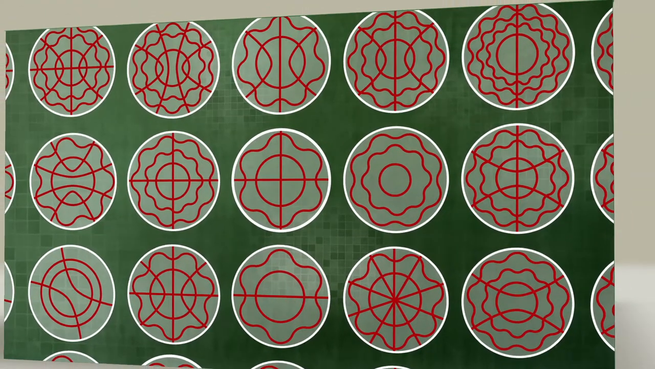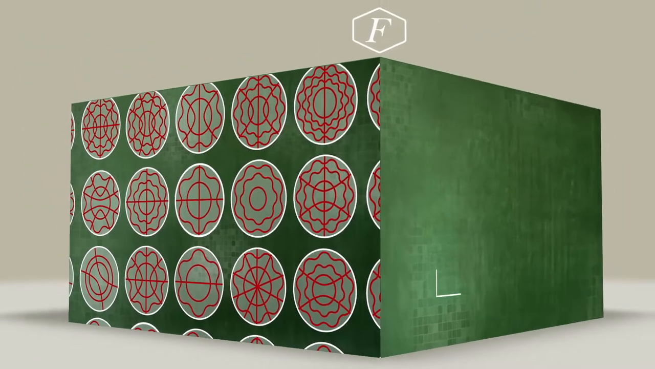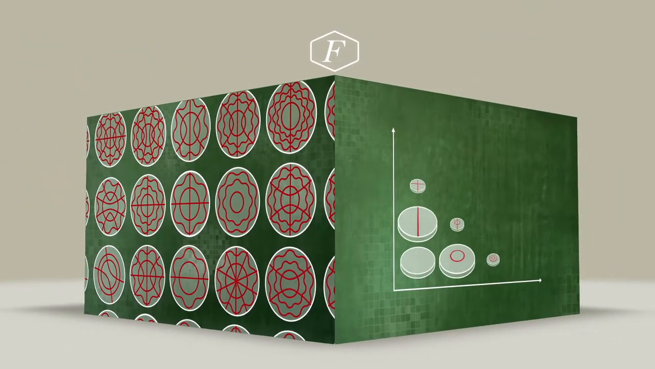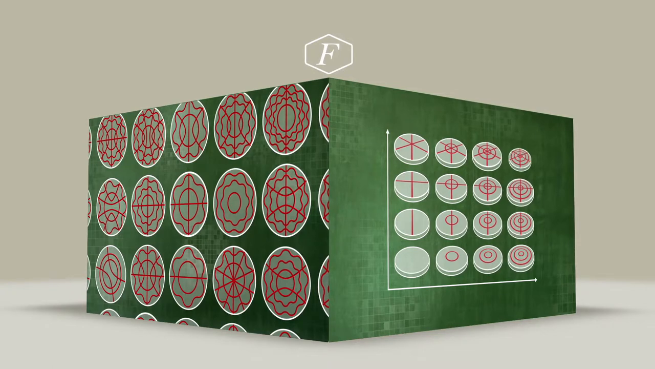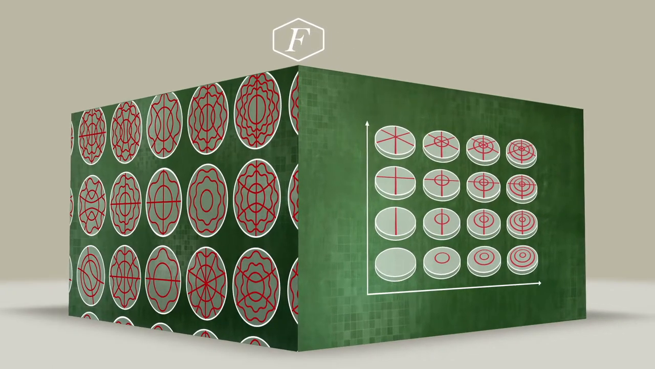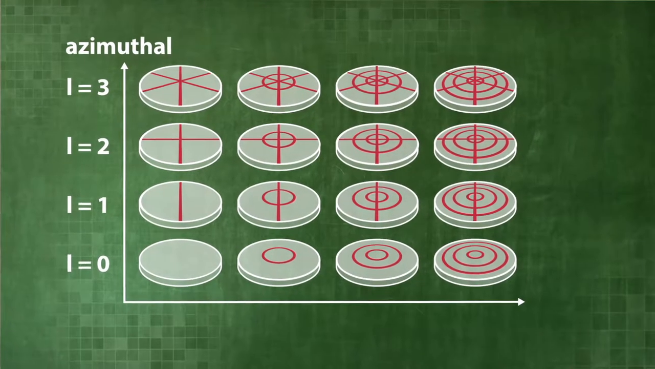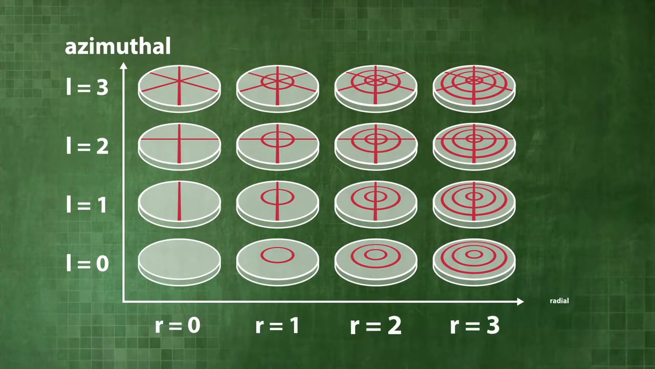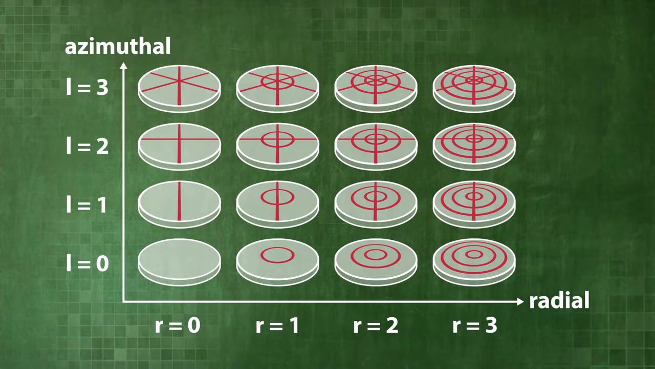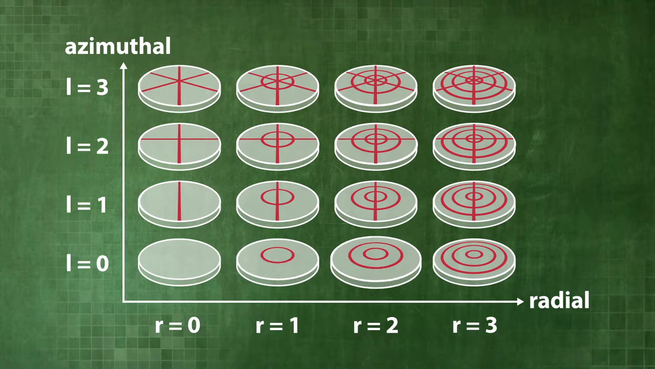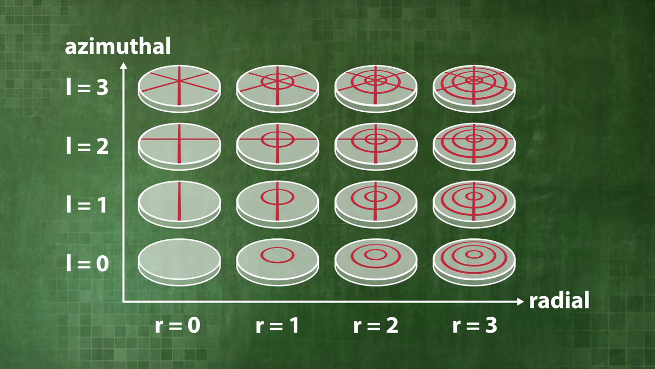All these intricate patterns can be attributed to superposition of simple basic modes, in line with the Fourier transform. These basic modes can be described using the number L of azimuthal nodal lines and the number R of radial nodal lines. That is, L equals 0, 1, 2, 3, and R equals 0, 1, 2, 3, etc., and combinations of R and L.